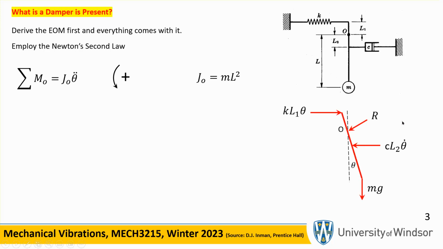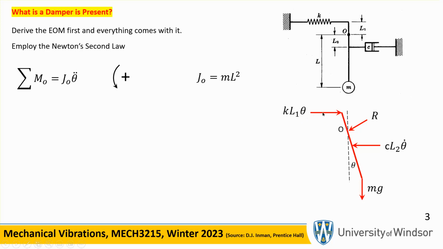Here's a free body diagram. Now I also have a reaction force R at the support, the pivot point O here, but this R is not going to come into the picture because it passes through the point O, and when you take moments about this point, for R the moment arm is 0. So these are the forces.